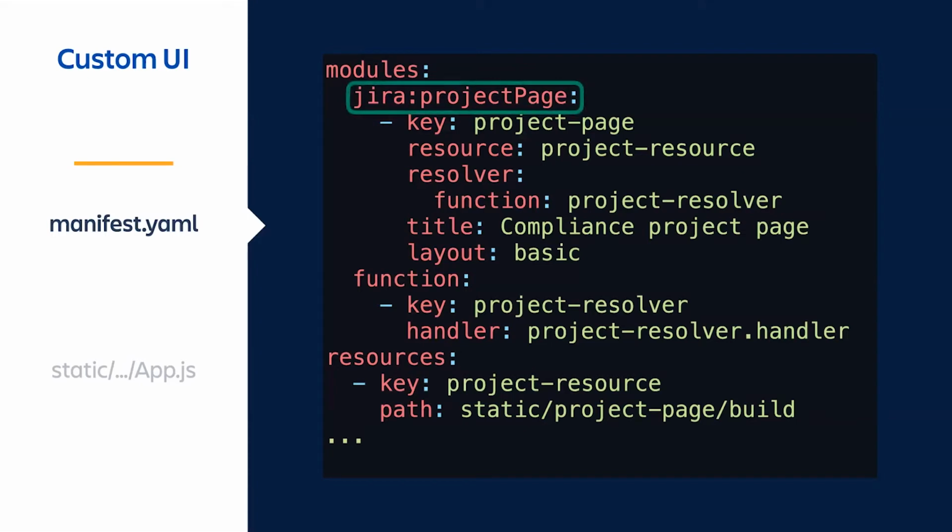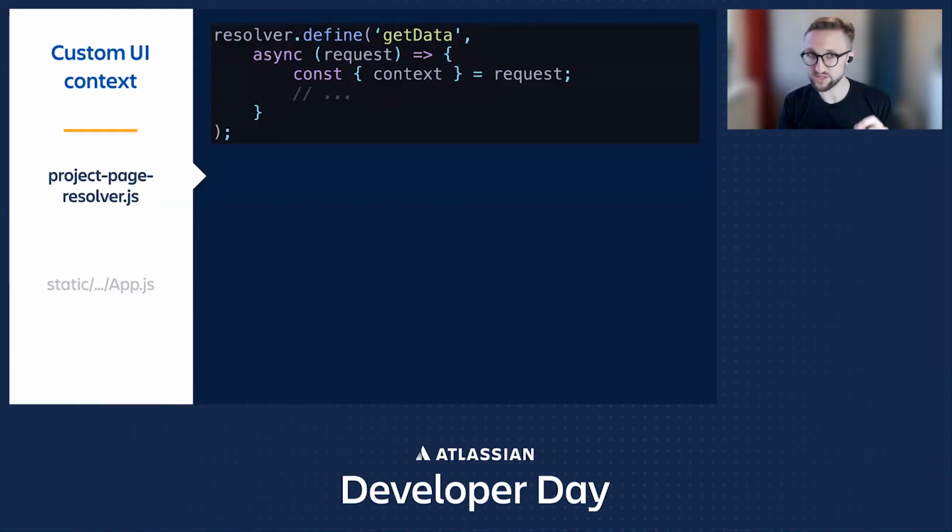Rest stays the same, looks very similar to what we did in admin page. Static resources stay the same, just app of your choice. The difference here is the context. So an object which includes information about the current extension point that you're in. So in this case, it will be, well, probably something related to project. And one way of retrieving it is in custom UI, it's resolver. And each resolver gets context as part of the request.